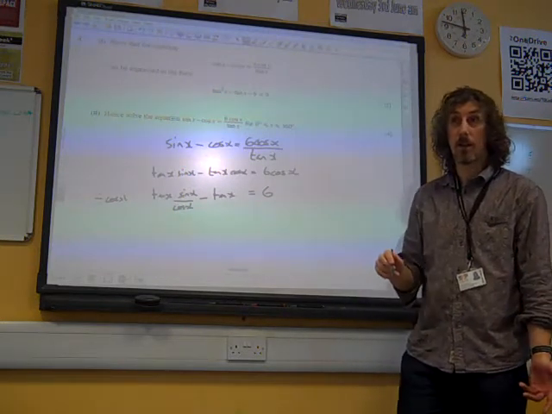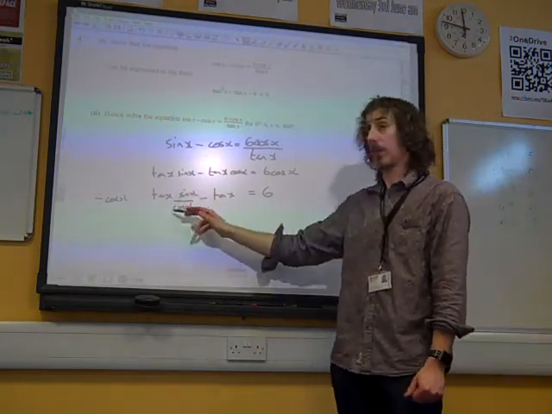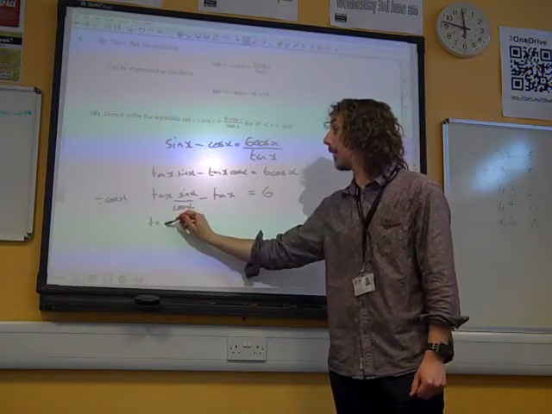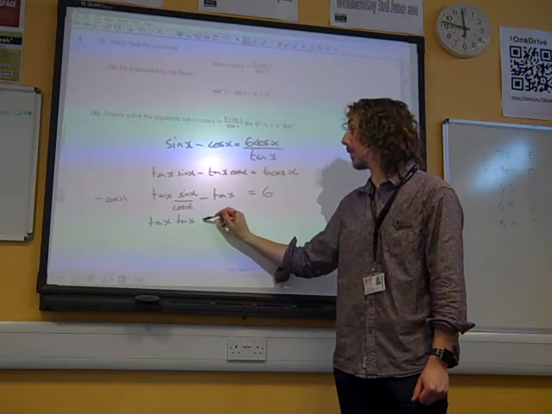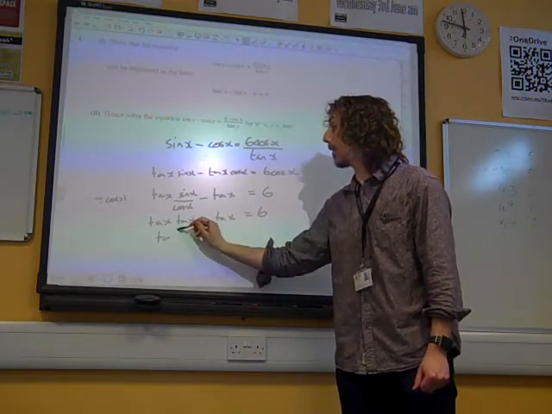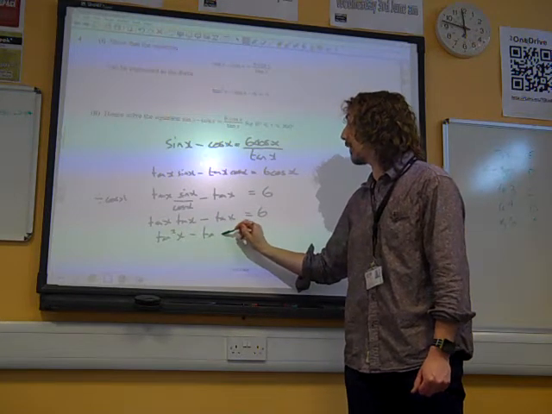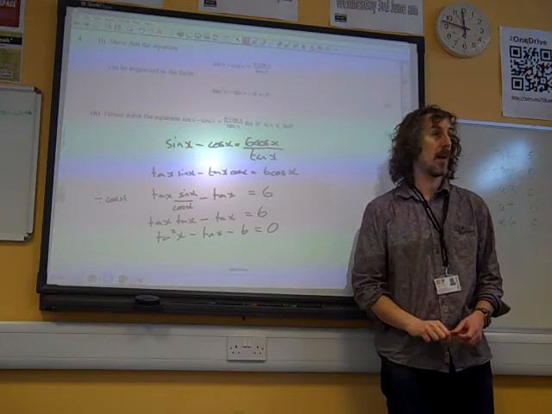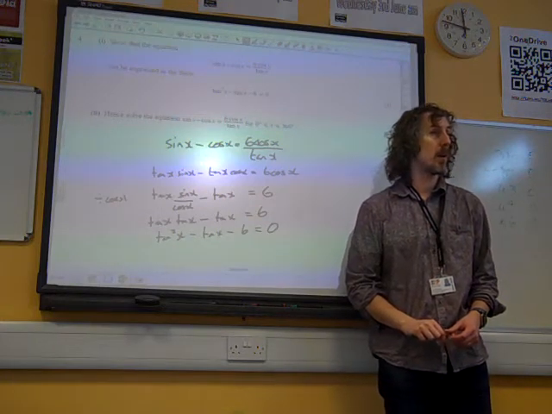And really, the marks here were for noticing, or for clearly using, that sin x over cos x is tan x. So that's tan x times tan x minus tan x is 6, which is tan squared x minus tan x minus 6 equals 0. And that would be the neat way through it.